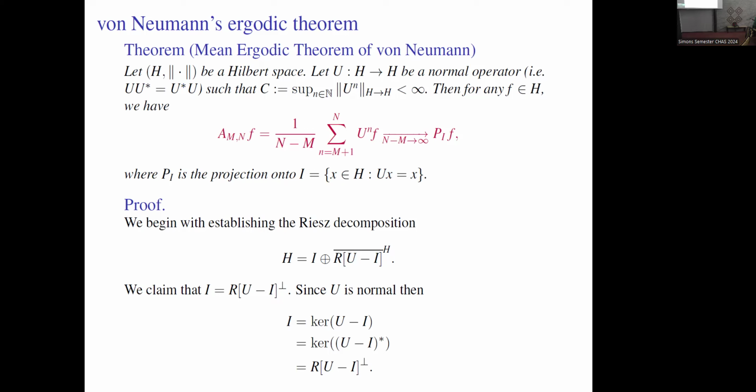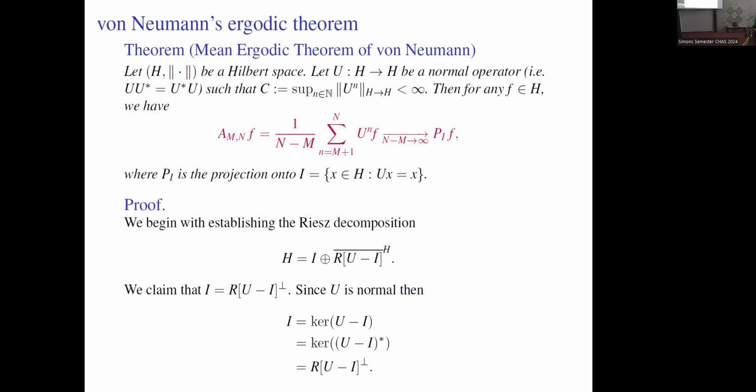then for every vector, for every function from this Hilbert space, these kinds of averages converge to the projection onto the one-dimensional space of U-invariant vectors. So in other words, to this space. And in a moment we'll see that this is a very important result. And let me give you a proof, which is based on the Riesz decomposition.